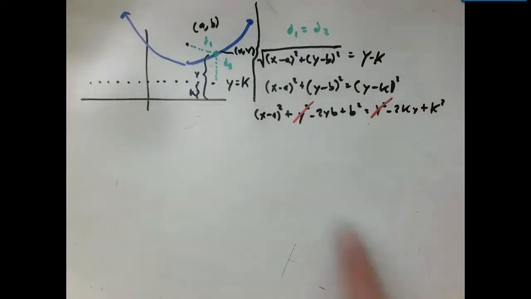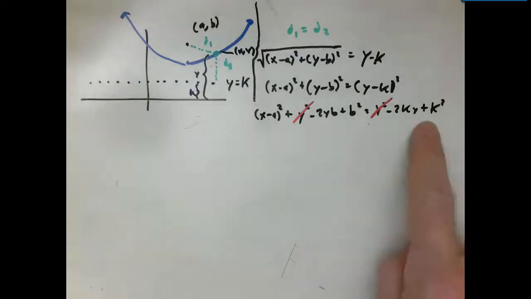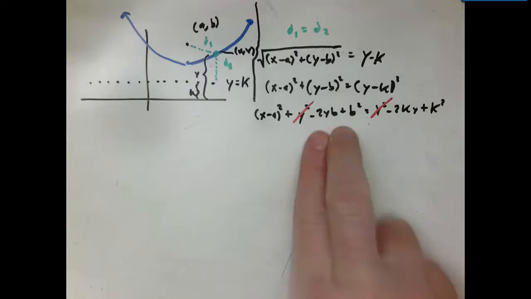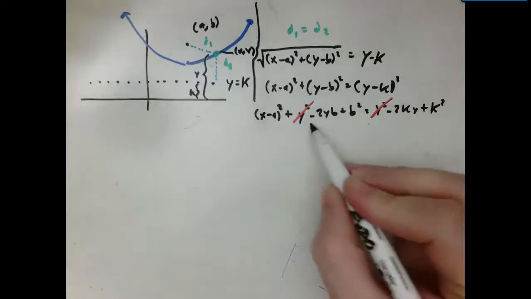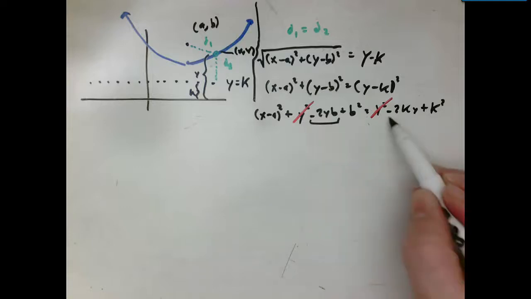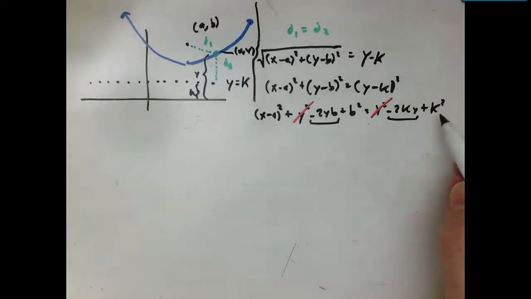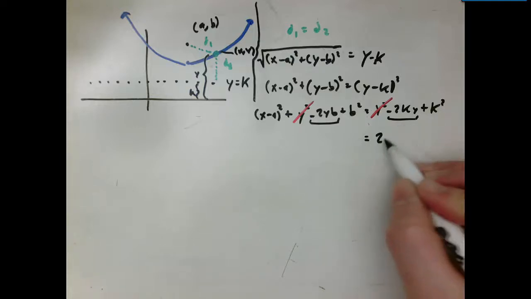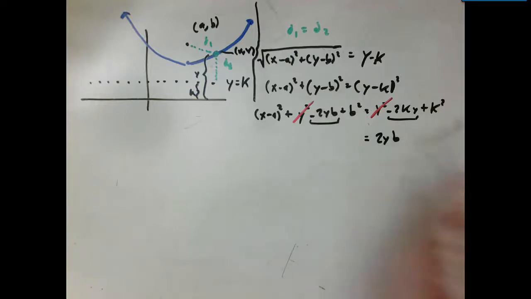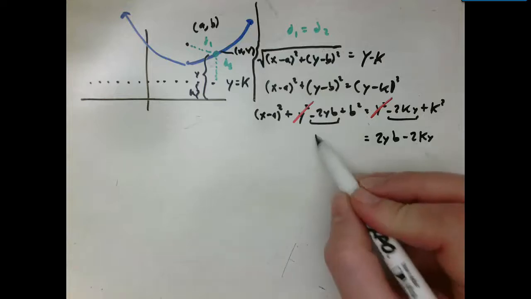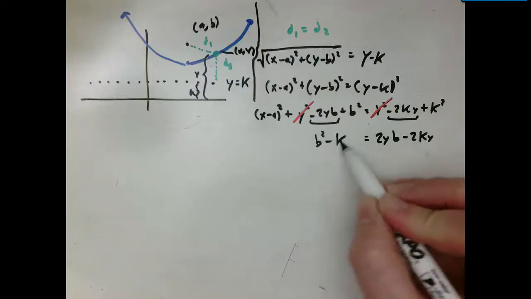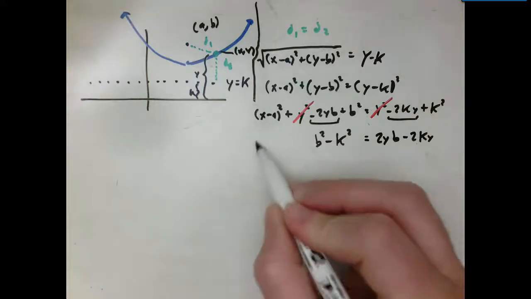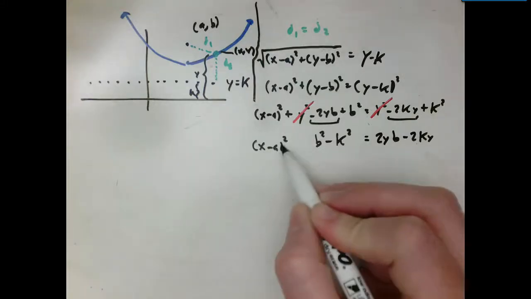Let's move all the y things over to this side, and all the things that aren't y over to this side. So I'm going to add this to both sides and combine it here, and I'm going to subtract a k squared. So on this side, I've got 2yb because I added this minus 2ky. Meanwhile, I'll subtract the k squared, so I'll have a b squared minus k squared, and then this thing is just sitting there because we haven't touched it yet.